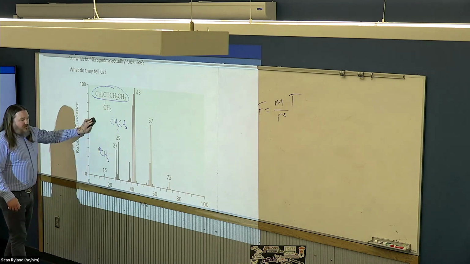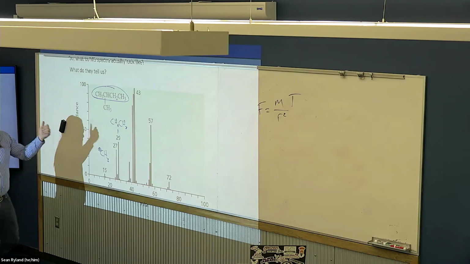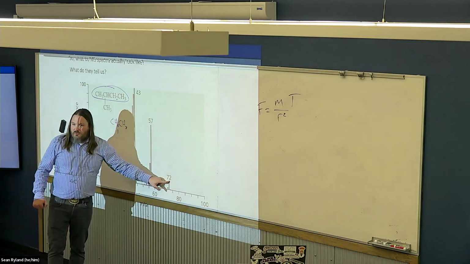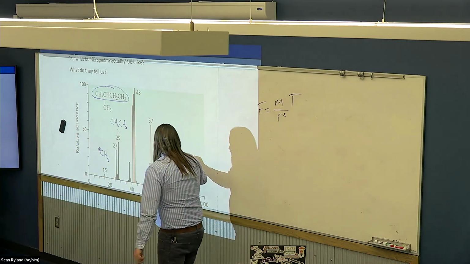And really, mass spec is pretty useful if you have an idea of what your compound could be, because you know what your total molecule weighs. So remember, this is that molecular ion.